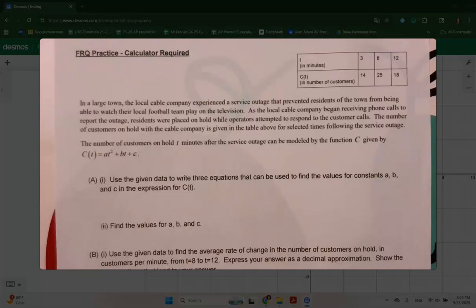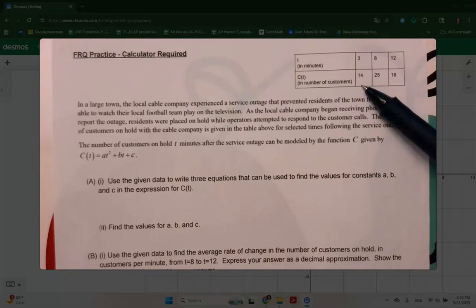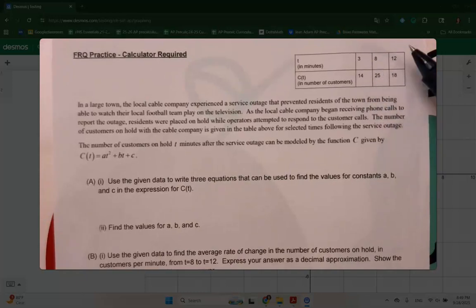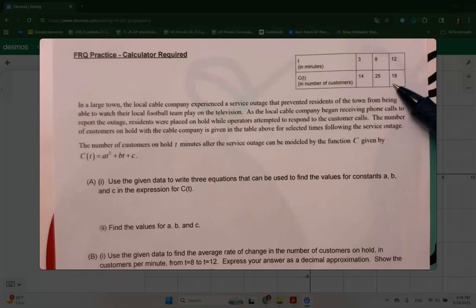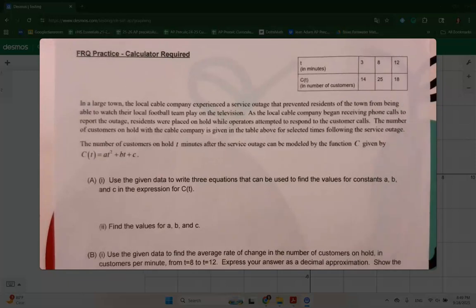As the local cable company began receiving phone calls to report the outage, residents were placed on hold while operators attempted to respond to the customer calls. The number of customers on hold with the cable company is given in the table above, at selected times following the service outage. So if you look at it, after 3 minutes, there are 14 people on hold. After 8 minutes, 25. After 12 minutes, there are 18 customers on hold.